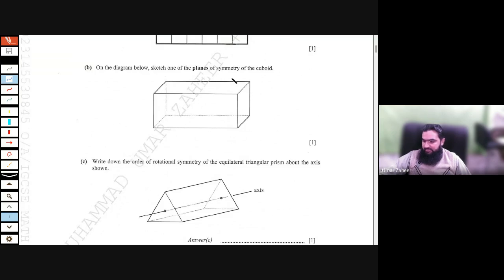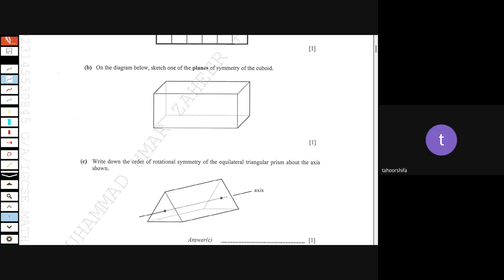Now let's discuss plane symmetry because in the last class we did not discuss anything about plane symmetry. Look at the shape. It is a cuboid. How many planes of symmetry are in it? Yes, Tahur. 3 planes of symmetry we have.